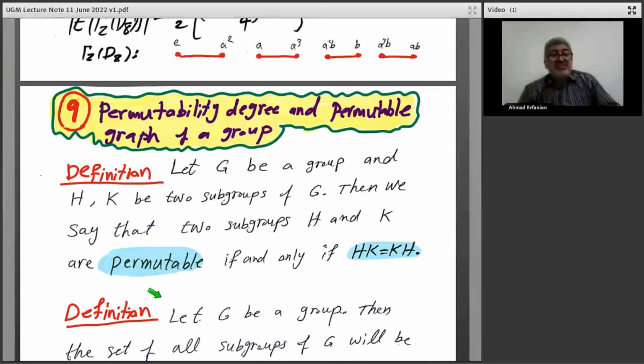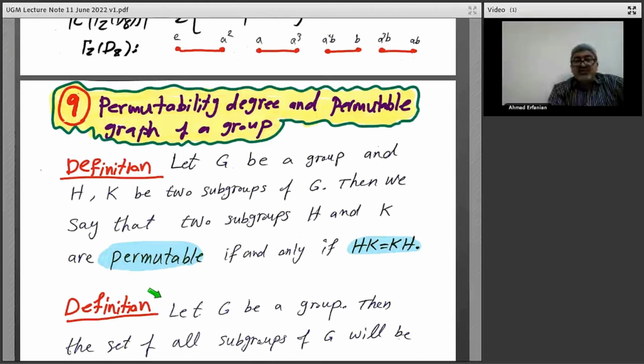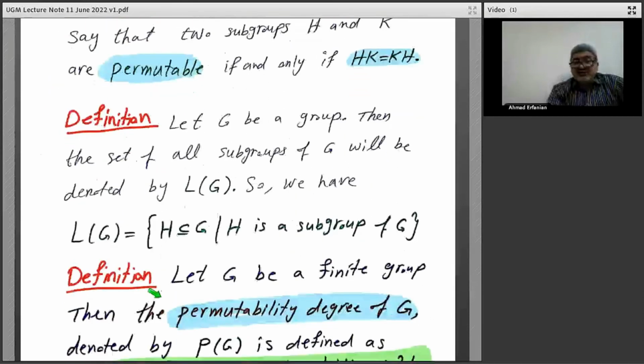Okay. Now the next algebraic graph is permutability degree and permutable graph. So first we define the permutability degree and then the permutable graph. I don't remember defining the permutability degree in the previous lecture, so let me just remind you again. If G is a group and we have two subgroups H and K, we say that H and K are permutable if HK is equal to KH.